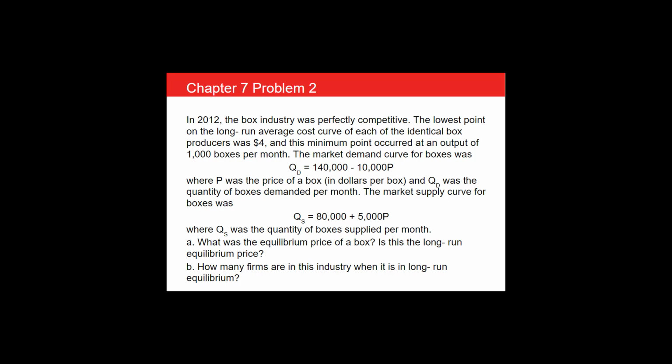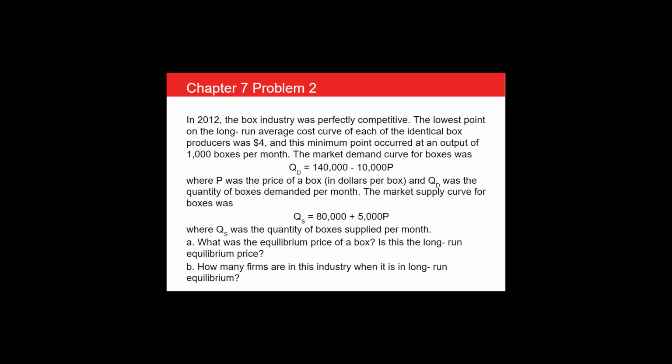And the market supply curve for boxes was QS = 80,000 + 5,000P, where QS was the quantity of boxes supplied per month. Question A. What was the equilibrium price of a box? Is it the long run equilibrium price or not? Question B. How many firms are in this industry when it is in long run equilibrium?